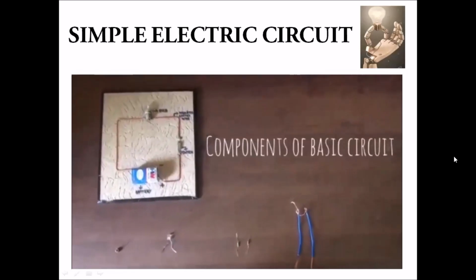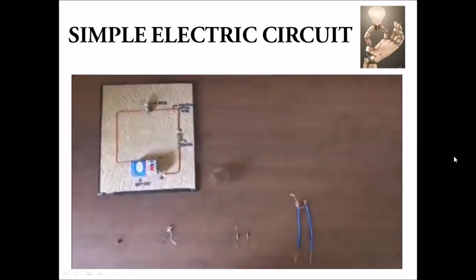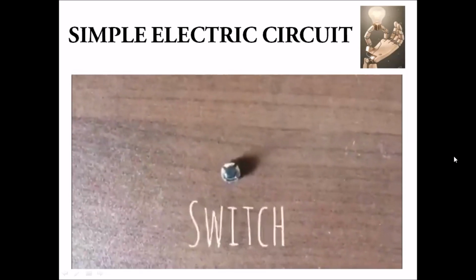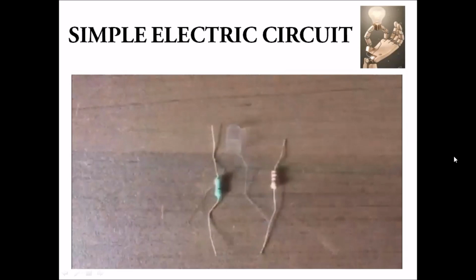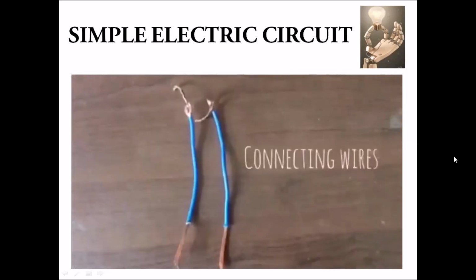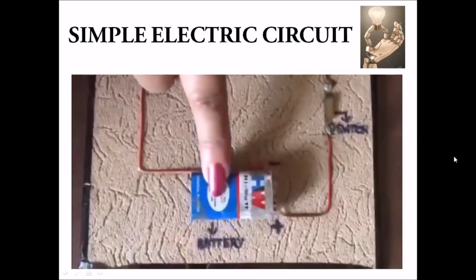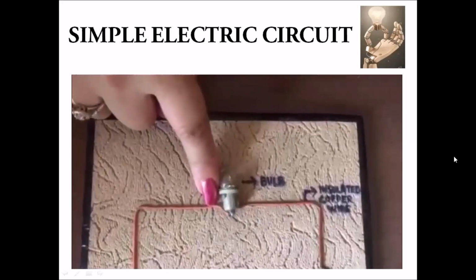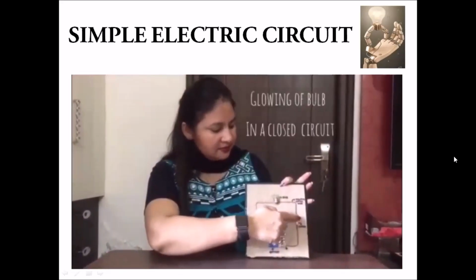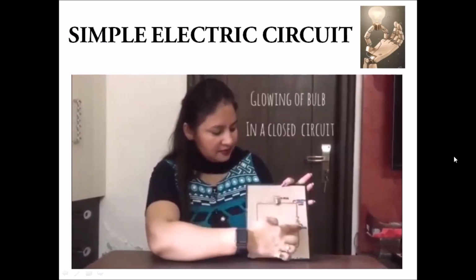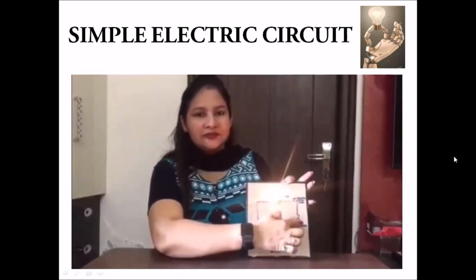Now I'll show a simple electric circuit. Some components are a switch or key, LED or bulb, two carbon resistors, connecting wires, battery and bulb. We have connected in the circuit a battery, a switch and a bulb. When the switch is pressed, the bulb starts glowing.